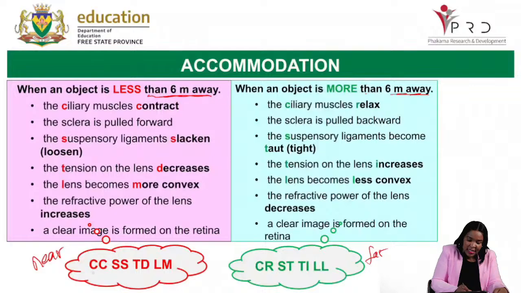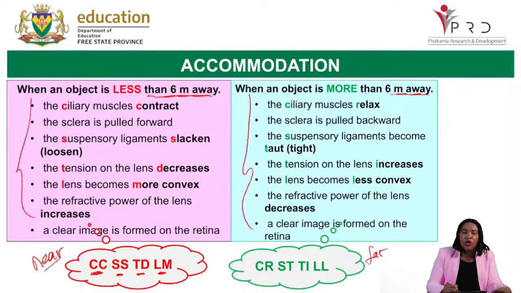Write these letters: CC, SS, TD, LM. What are these? This is telling you that the ciliary muscles are going to help you remember the process of what is happening during accommodation for near vision. Ciliary muscles are going to contract. If you look into Mind the Gap, you are going to get all these steps. So please go through your Mind the Gap and check all these steps. But trace what CC is, SS, TD, LM. Then you have all your answers.